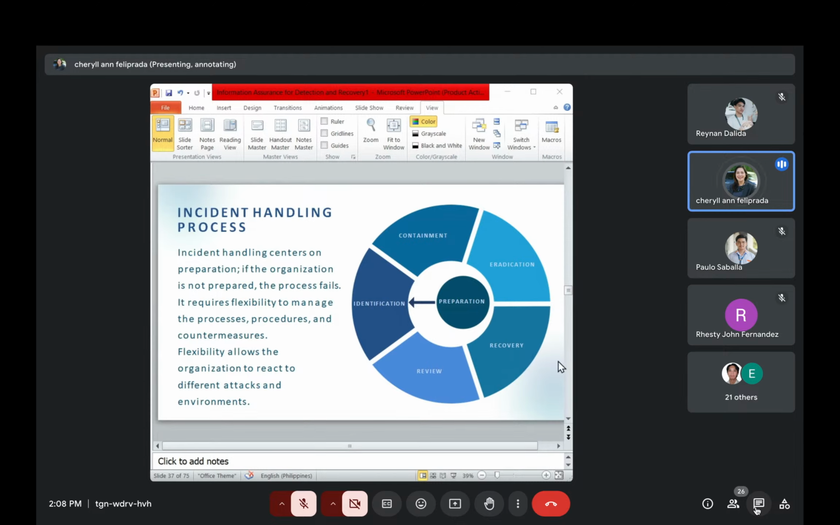The third process is containment. Containment is an immediate act. The organization's incident response plan should focus on mitigating or stopping the damage. The other term is damage control. As the term implies, the objective of containment is to prevent the incident or situation from escalating or spreading.